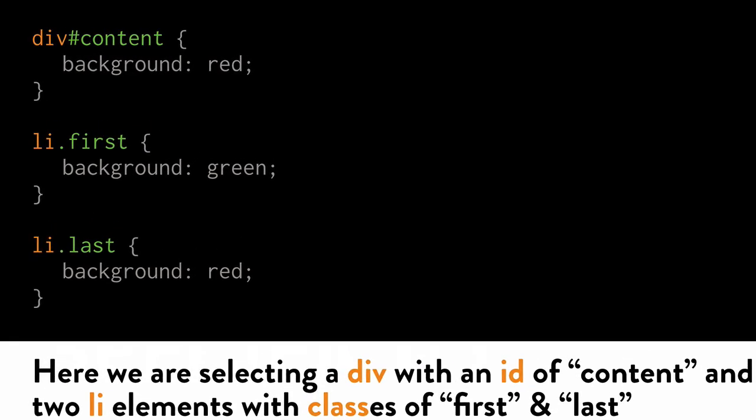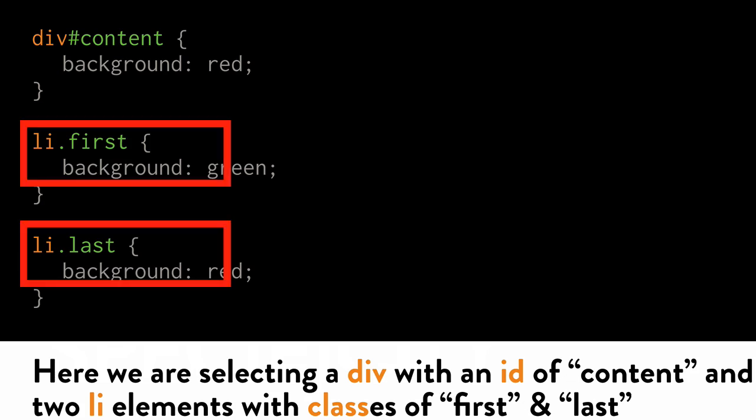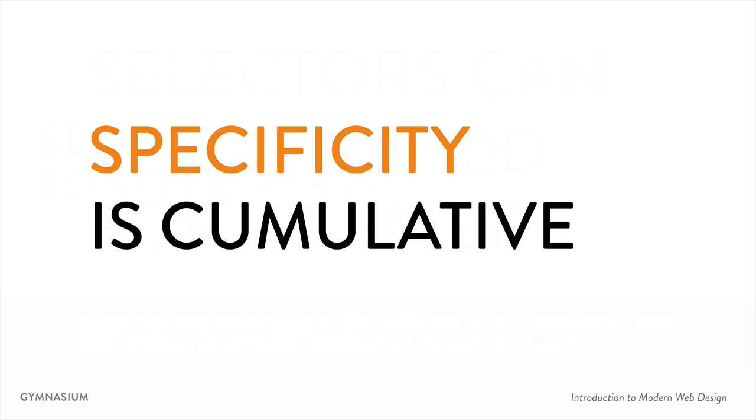So here we have a couple of combined selectors. The first one combines a type selector of div with an ID selector of hash content. So it selects any div with an ID equal to content. And then we have two list items, li.first and li.last, which select list items with a class value of first or last respectively. It's just important to know that the specificity of a selector is cumulative.